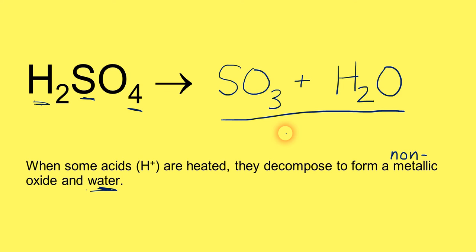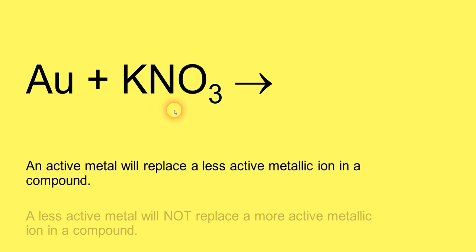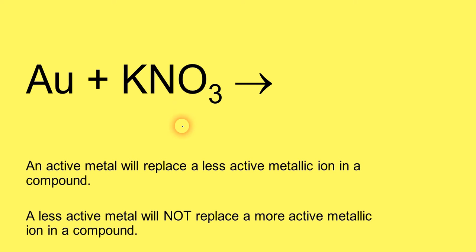Now our next one, as you can see, is gold plus potassium nitrate, Au plus KNO3. And this is obviously not a decomposition reaction. We have an element and a compound. And anytime we have an element plus a compound, that is a single replacement reaction. And there are a couple rules that are going to pertain here to single replacement reactions.